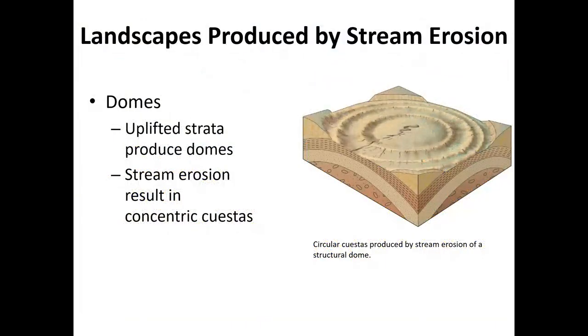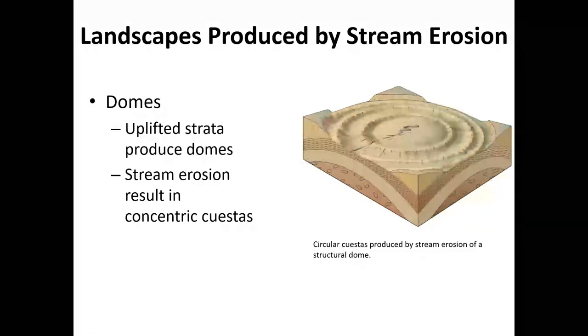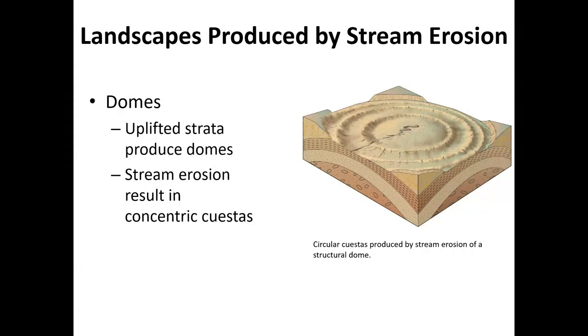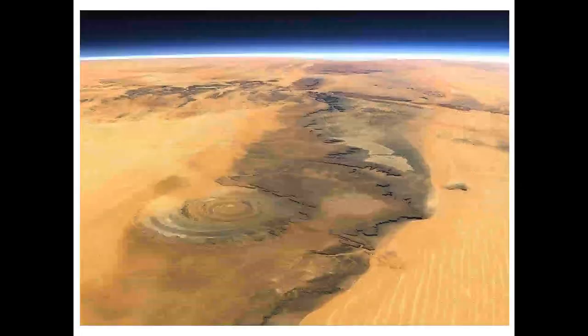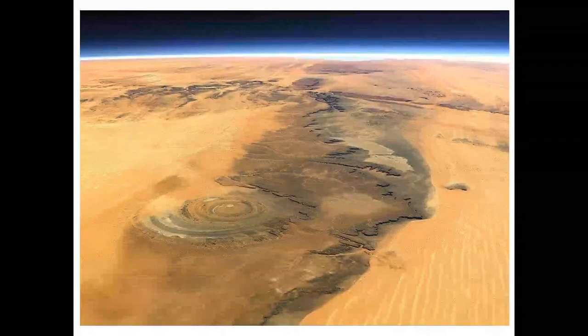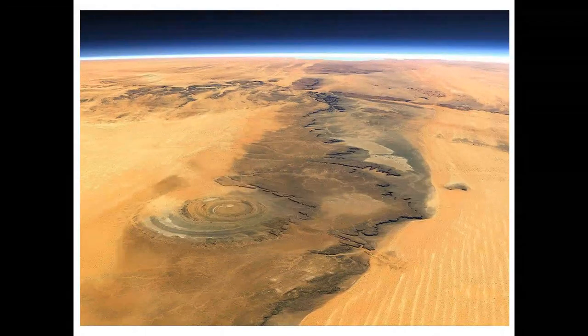Domes can also be formed by water eroding lighter rock around an area that's being pushed up by underground pressure. With a dome, you have uplifted strata that produces a dome, and then stream erosion that results in concentric cuestas around that. So this is a diagram of a cuesta that's sort of circular. And this is an actual one in the Sahara Desert called the Richat structure, or the Eye of the Sahara in Mauritania. So that's a circular cuesta.